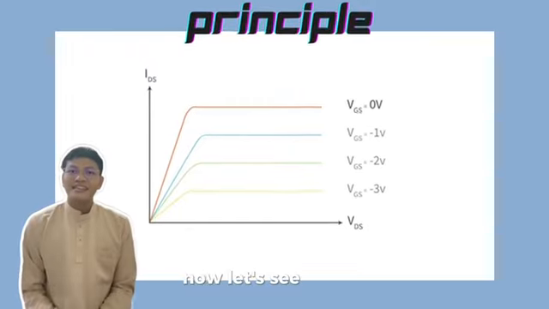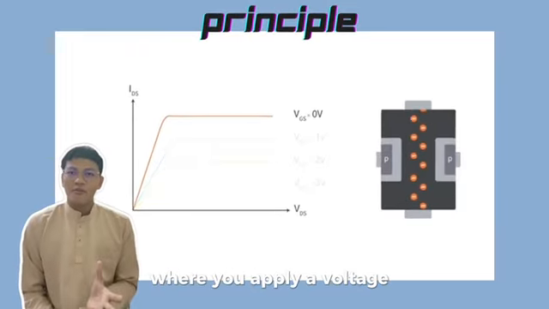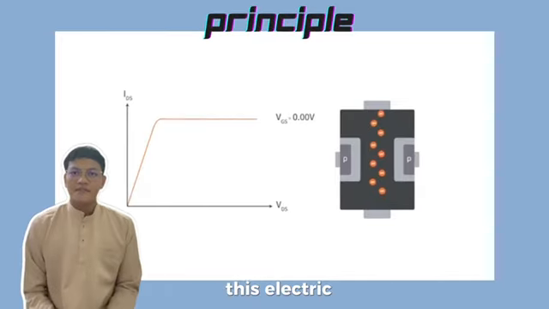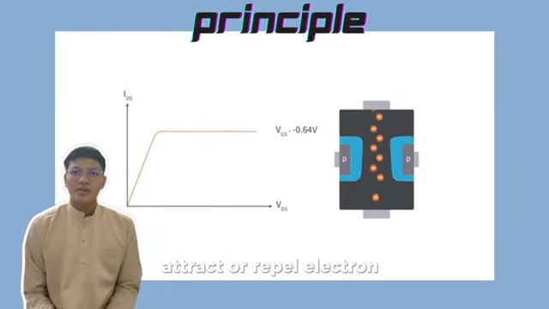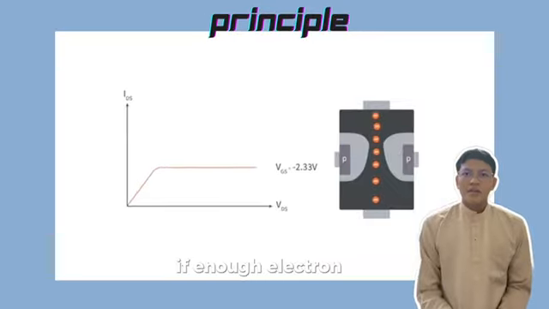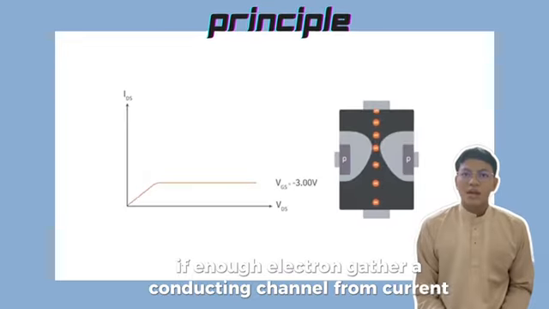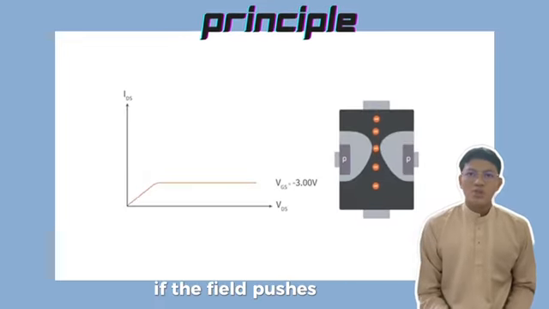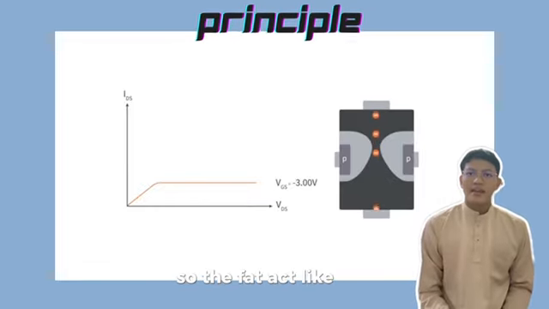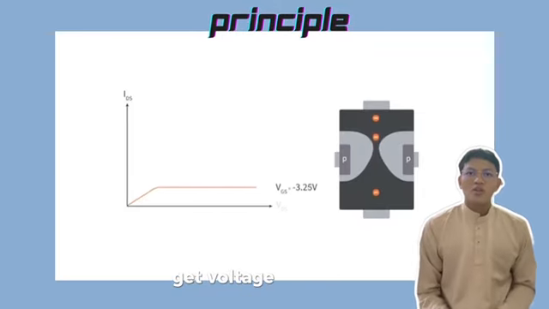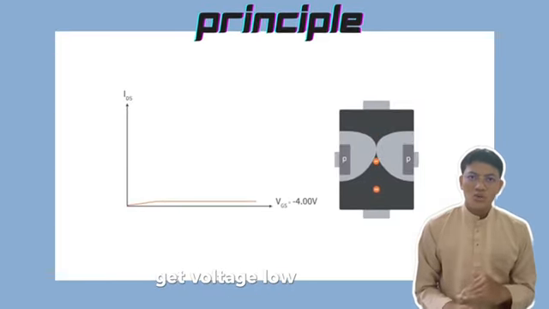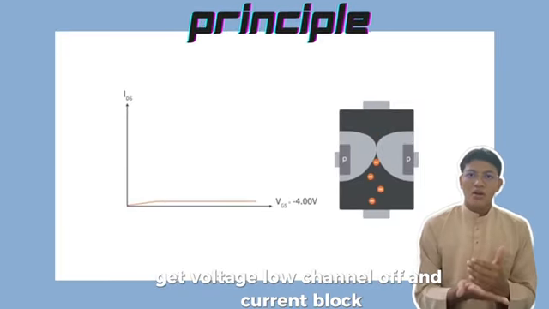Now, let's see the working principle. When you apply a voltage to the gate, it charges up like a plate in a capacitor. This electric field attracts or repels electrons in the channel between the source and drain. If enough electrons gather, a conducting channel forms and current flows. If the field pushes electrons away, the channel shrinks and current stops. So the FET acts like a voltage-controlled switch. Gate voltage high, channel on, current flows. Gate voltage low, channel off, and current is blocked.